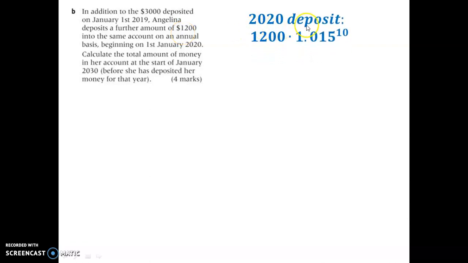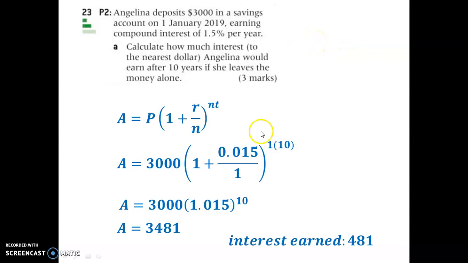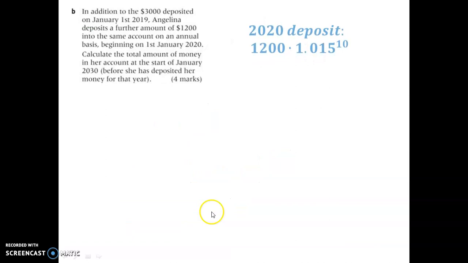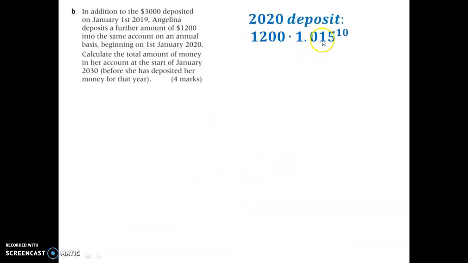In 2020, she deposits an extra 1,200. That amount will sit in the account for the next 10 years, from 2020 all the way to 2030. Just like we had with the 3,000 for 10 years earning interest, now we have this 1,200 also earning that same interest for 10 years. So that amount will grow to a certain amount.